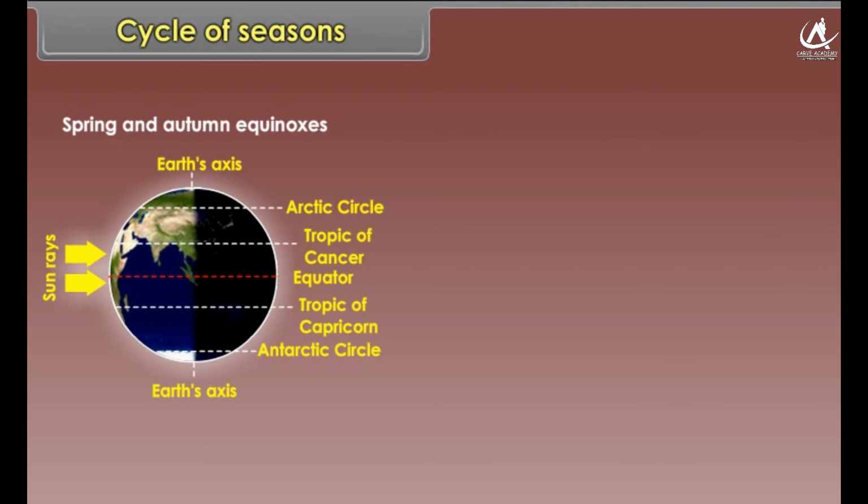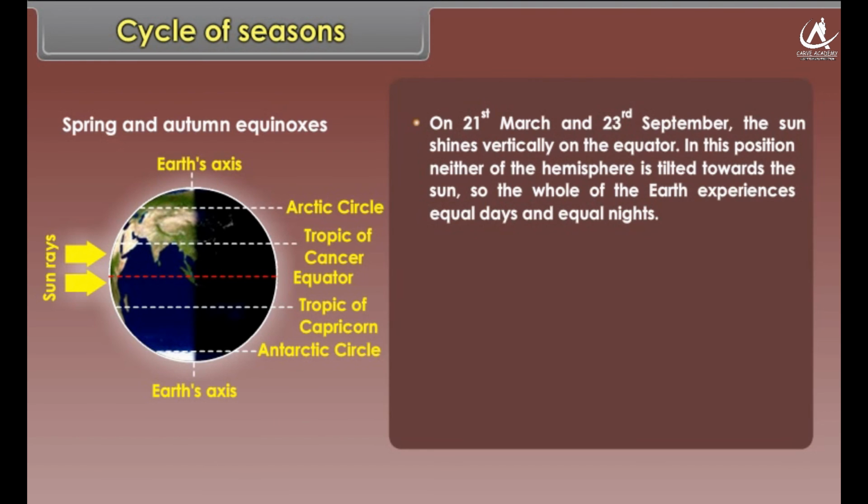Spring and autumn equinoxes. On 21st March and 23rd September, the Sun shines vertically on the equator. In this position, neither of the hemispheres is tilted towards the Sun, so the whole of the earth experiences equal days and equal nights. It is neither very cold nor very hot all over the world.